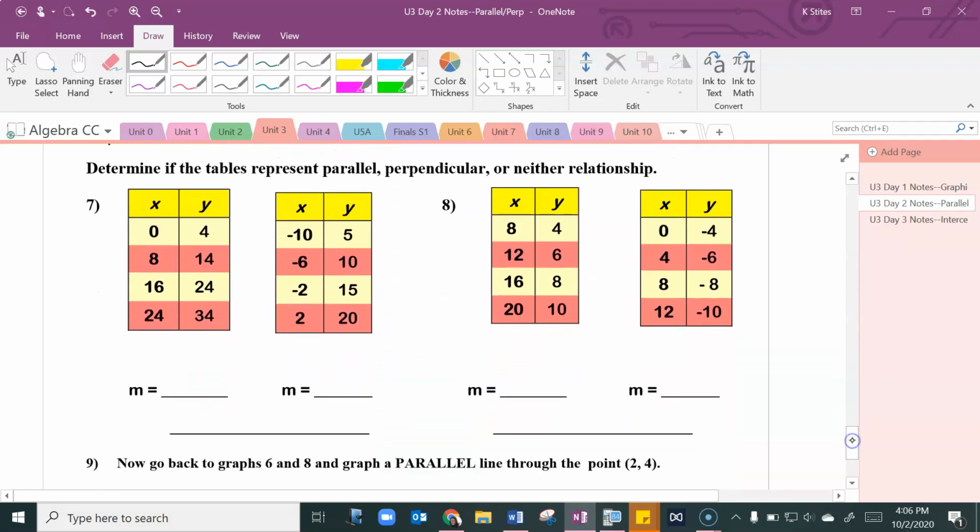Now let's try to do the same thing from these tables. So we are going to find the slope of each table, and that will tell us whether these lines are parallel, perpendicular, or maybe they don't have any of the same relationships.